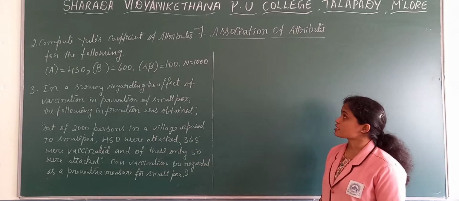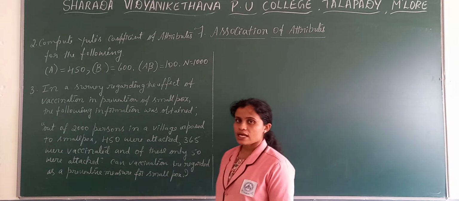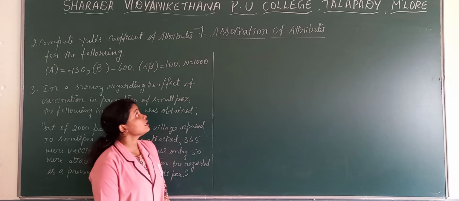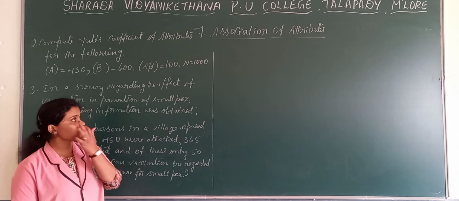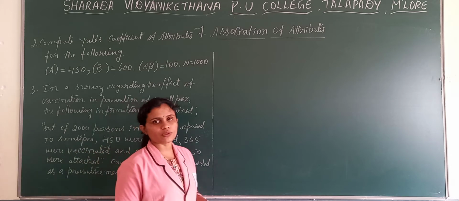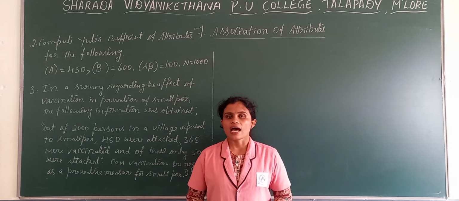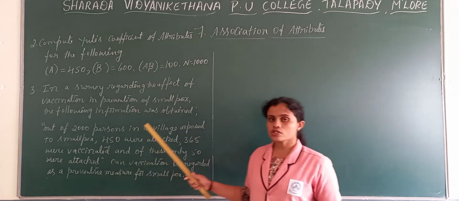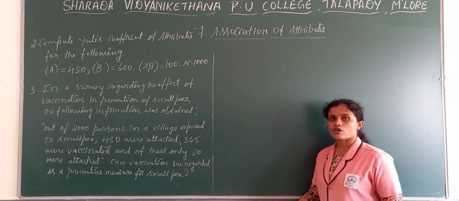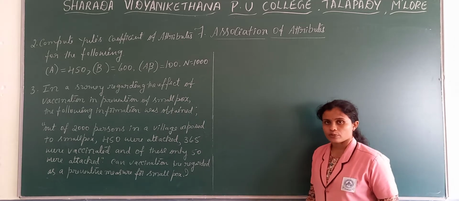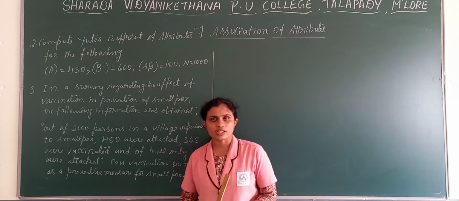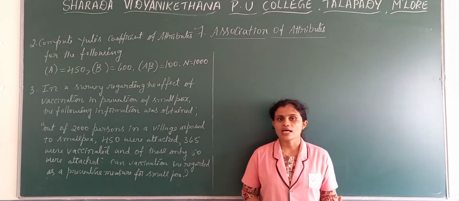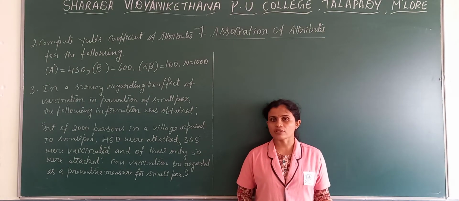Welcome to statistics class, and we were discussing association of attributes, that is the 7th chapter. We have seen what is meant by association of attributes, and we have seen the 2 into 2 contingency table. Then we have also seen the different methods of measuring association of attributes. There are various kinds of methods in order to measure or study association of attributes.